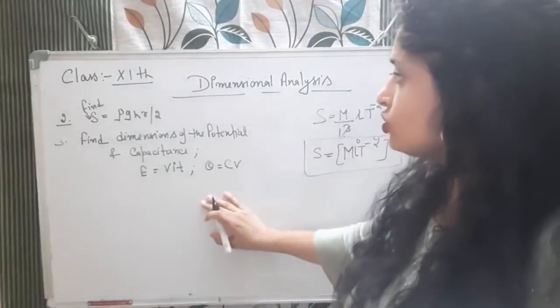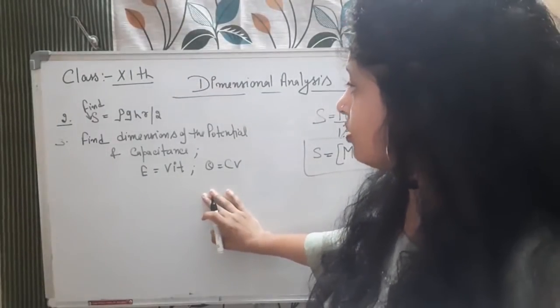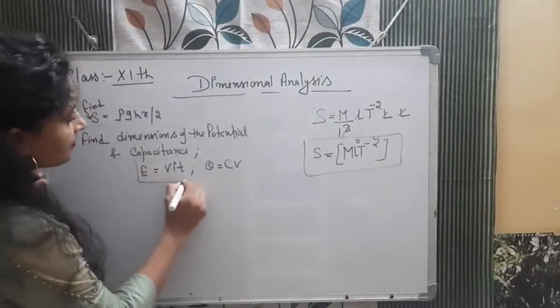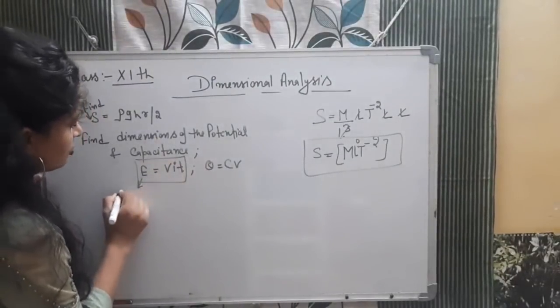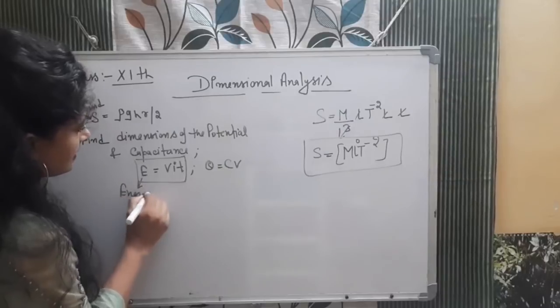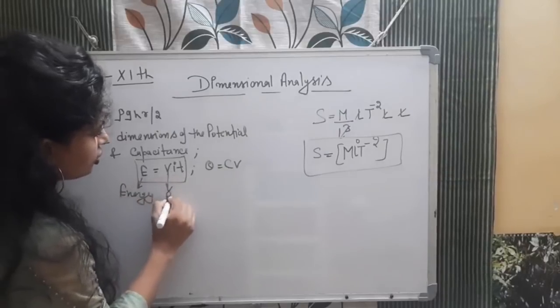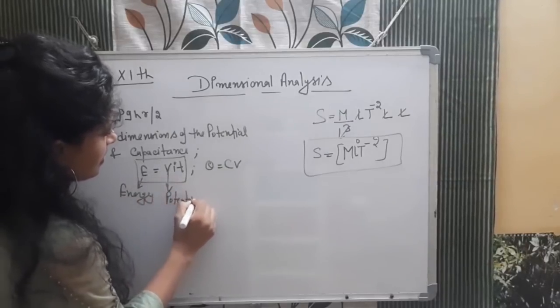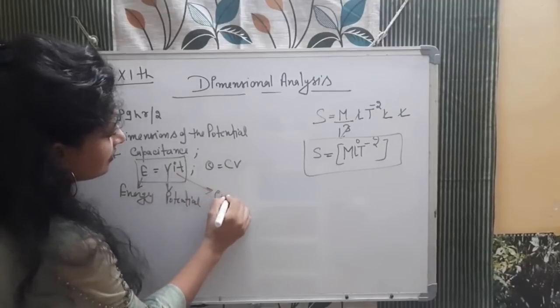Next question is to find the dimensions of the potential and the capacitance. Now see this formula. This E stands for the energy. This V stands for the potential. I stands for the current.